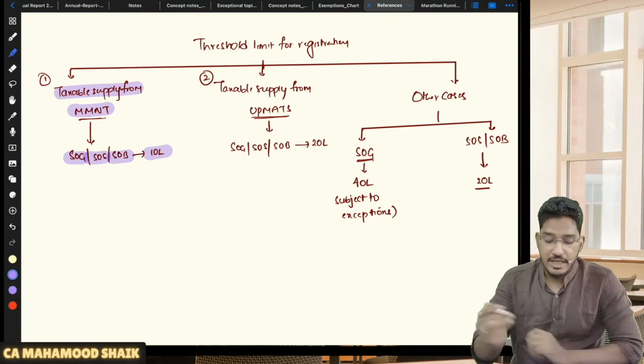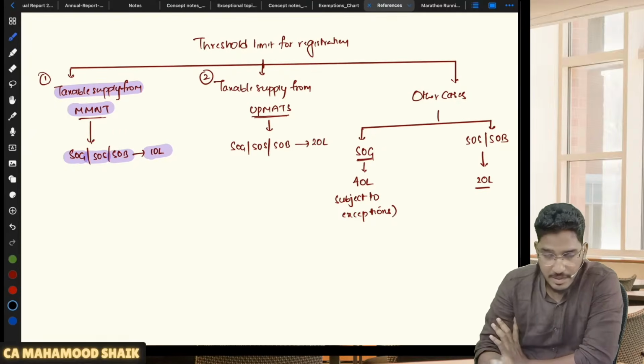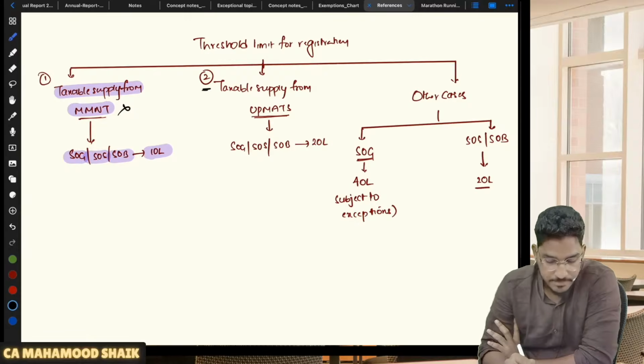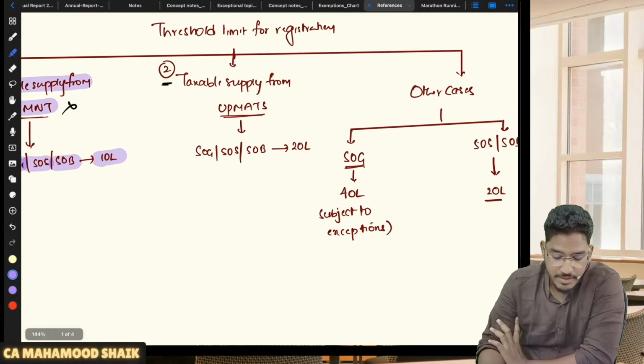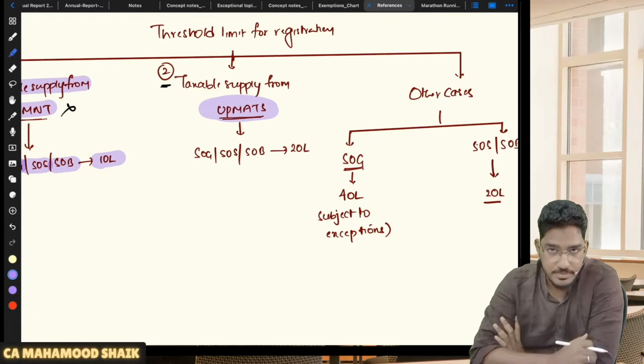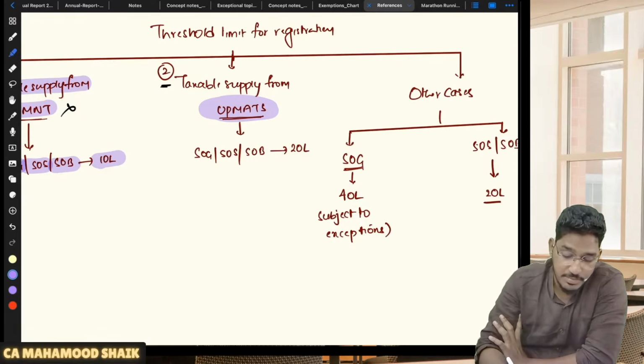That's all. Next. No, sir, I am not making a taxable supply from MMNT. Then come to the second point. In case you are not making taxable supply from MMNT, you need to check whether you are making a taxable supply from UP MATs.